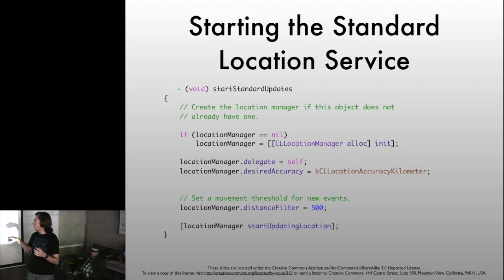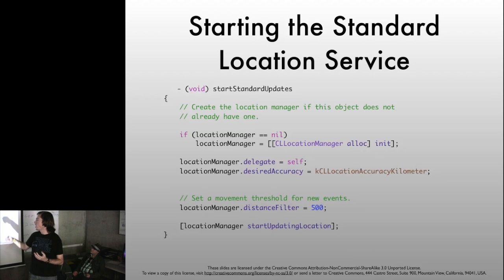Like I said, for the standard service there are a lot of parameters you can configure. One of those is the accuracy level, and there's a bunch of #defined constants for which level of accuracy you want. In this case, we've chosen about a kilometer accuracy. Another parameter that you can configure is what they call the distance filter, which is how far you have to go before a location change notification is fired. In this case, it won't fire a location change until you've gone half a kilometer. Any location changes that are less than that won't fire notifications.